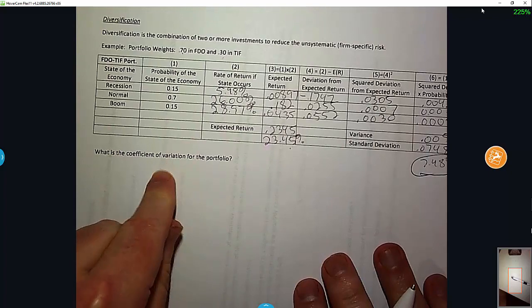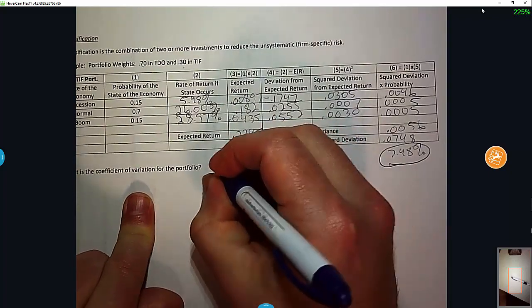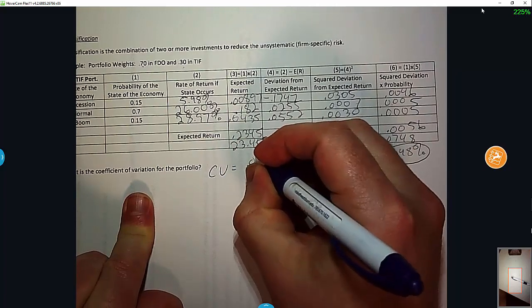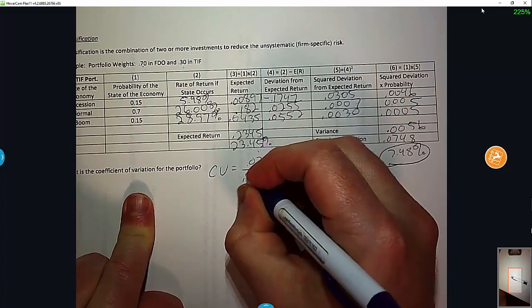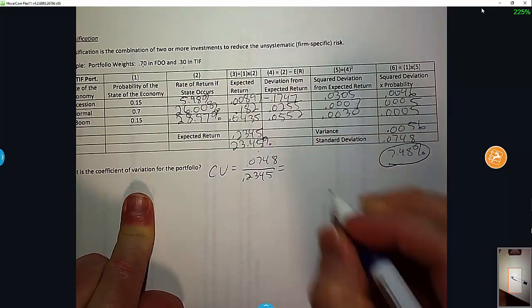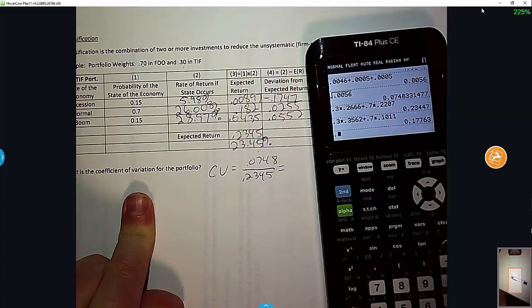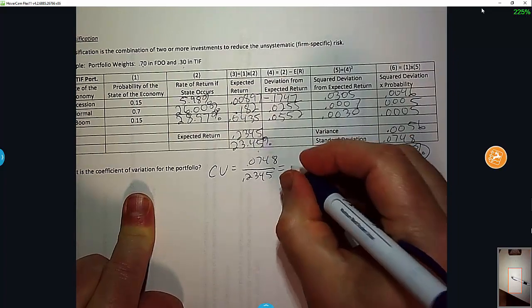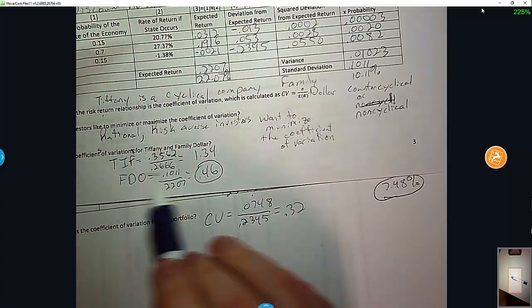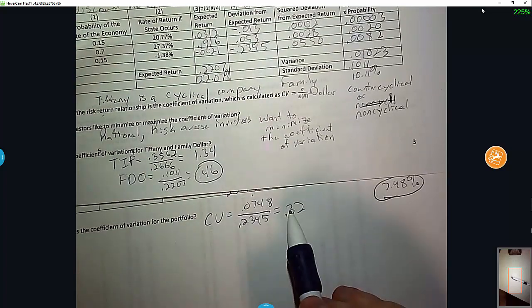The coefficient of variation for this portfolio is going to be equal to the standard deviation 0.0748 divided by the return of 0.2345, or 0.31 or 0.32 essentially, which is smaller than the coefficient of variation for either of our two individual stocks. So overall, a rational risk-averse investor will prefer this portfolio over either of the two stocks that make it up.